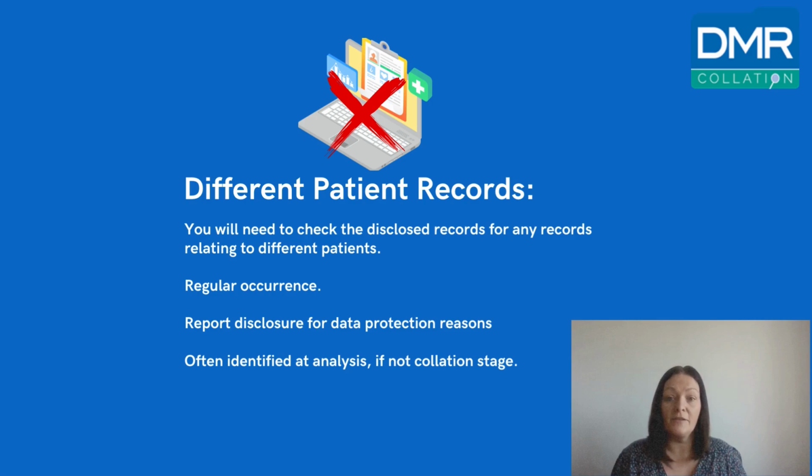You will need to check the disclosed records for any records relating to different patients. Unfortunately, this happens on an extremely regular basis. If you have received a record relating to a different patient mixed up in with your own client records, then it's probably because the healthcare provider has misfiled those records at source. For data protection reasons, the healthcare provider will need to know about this error so they can rectify this and report the breach. These records need to be removed once identified.